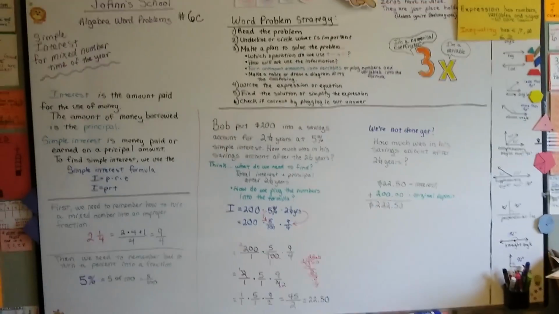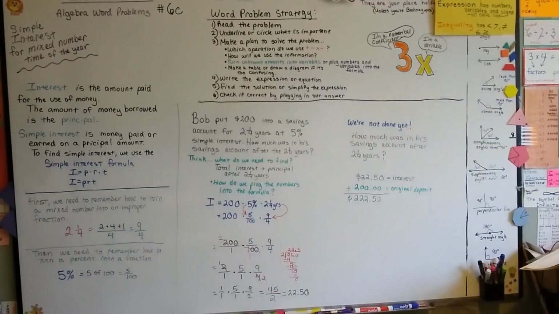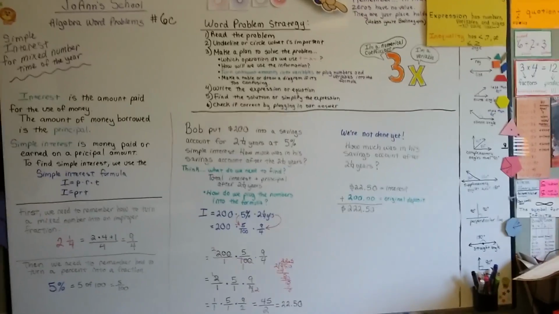I'll see you next video. We're going to talk about what happens when the interest rate is a fraction. What do you do if it's 5.5%? All right? I'll see you there. It's got a few examples. Bye.